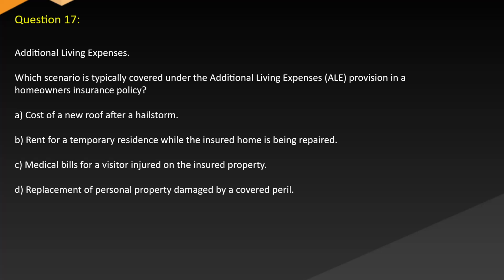Question 17. Additional living expenses. Which scenario is typically covered under the additional living expenses provision in a homeowner's insurance policy? A. Cost of a new roof after a hailstorm. B. Rent for a temporary residence while the insured home is being repaired. C. Medical bills for a visitor injured on the insured property. D. Replacement of personal property damaged by a covered peril.